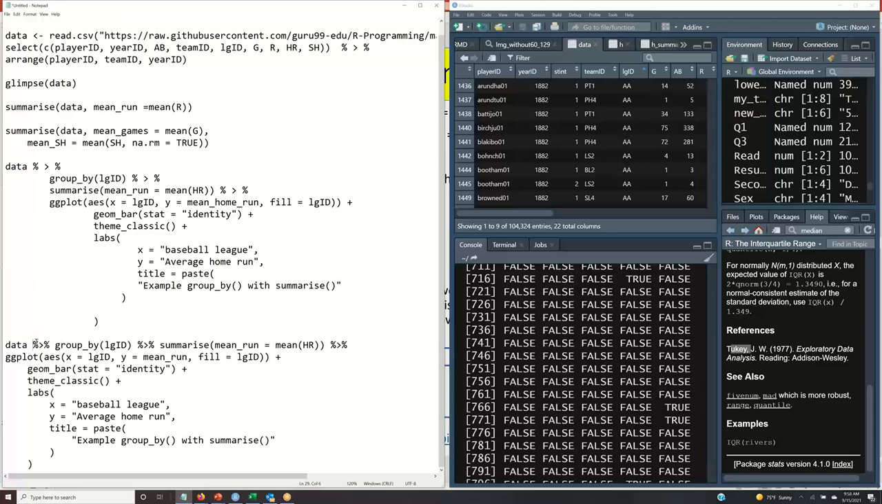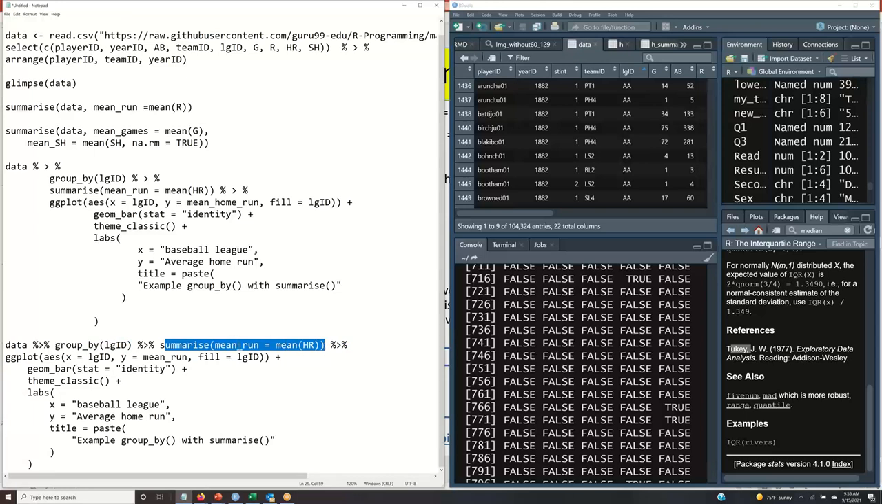This is another way, right? I said, this is called piping, okay? I take the data and then I pipe, go to the next command that is called group that data by the column variable LGID. And you can see LGID is this one. It says AAA, right? LGID here. So group by that one and summarize it.